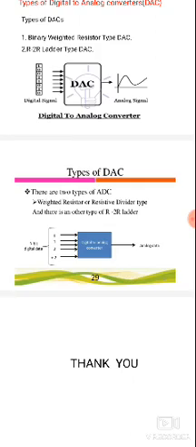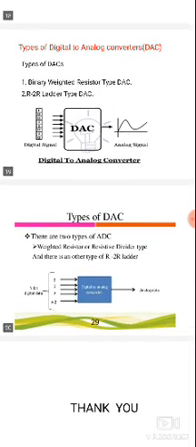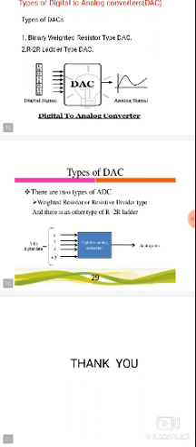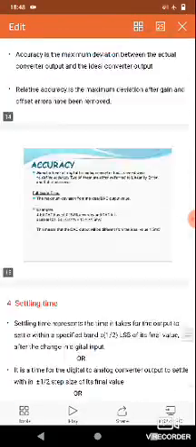Next, the types of digital to analog converter. There are two types: the weighted resistor and the R-2R ladder network. Here we give n-bit digital data, meaning n number of bits given in digital form. The n bits will be converted into analog data. So this is the digital to analog converter.